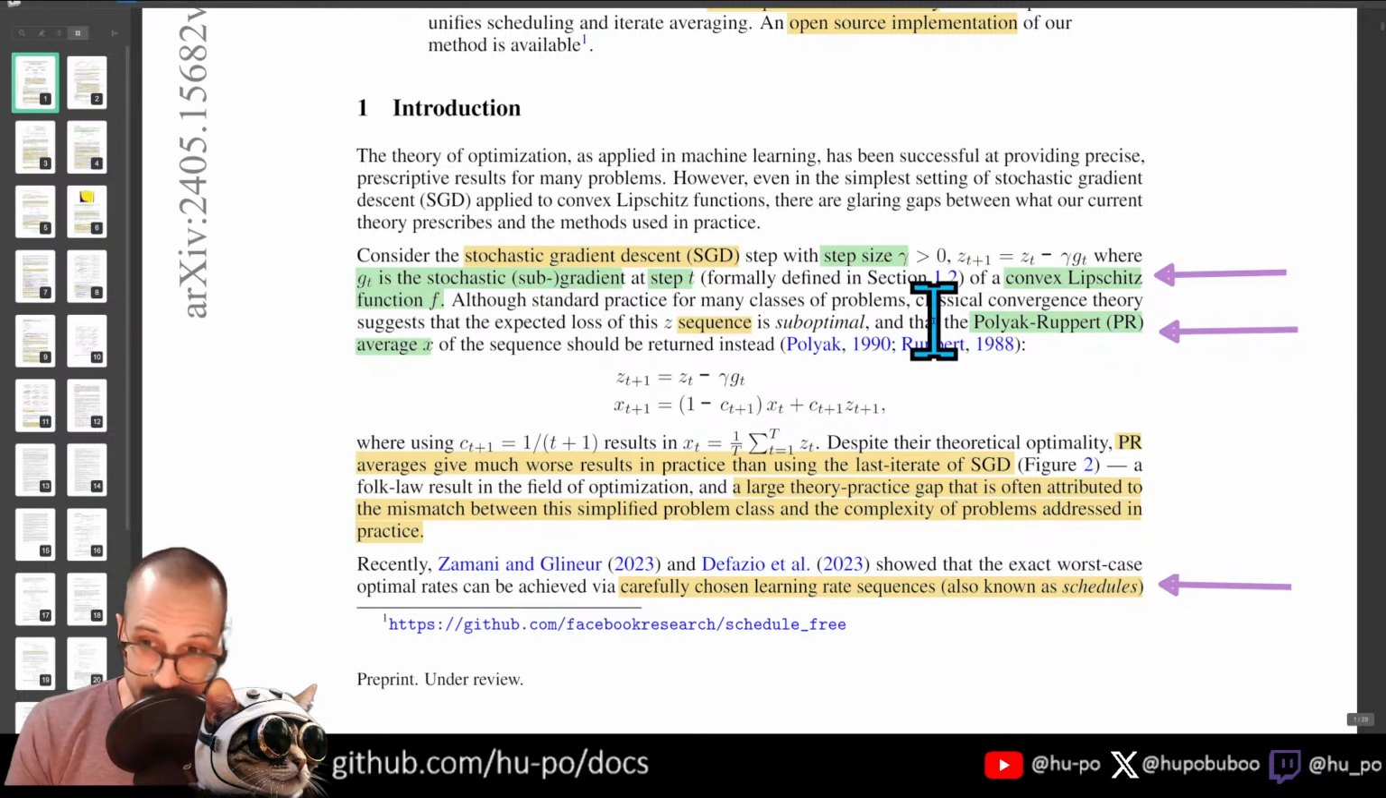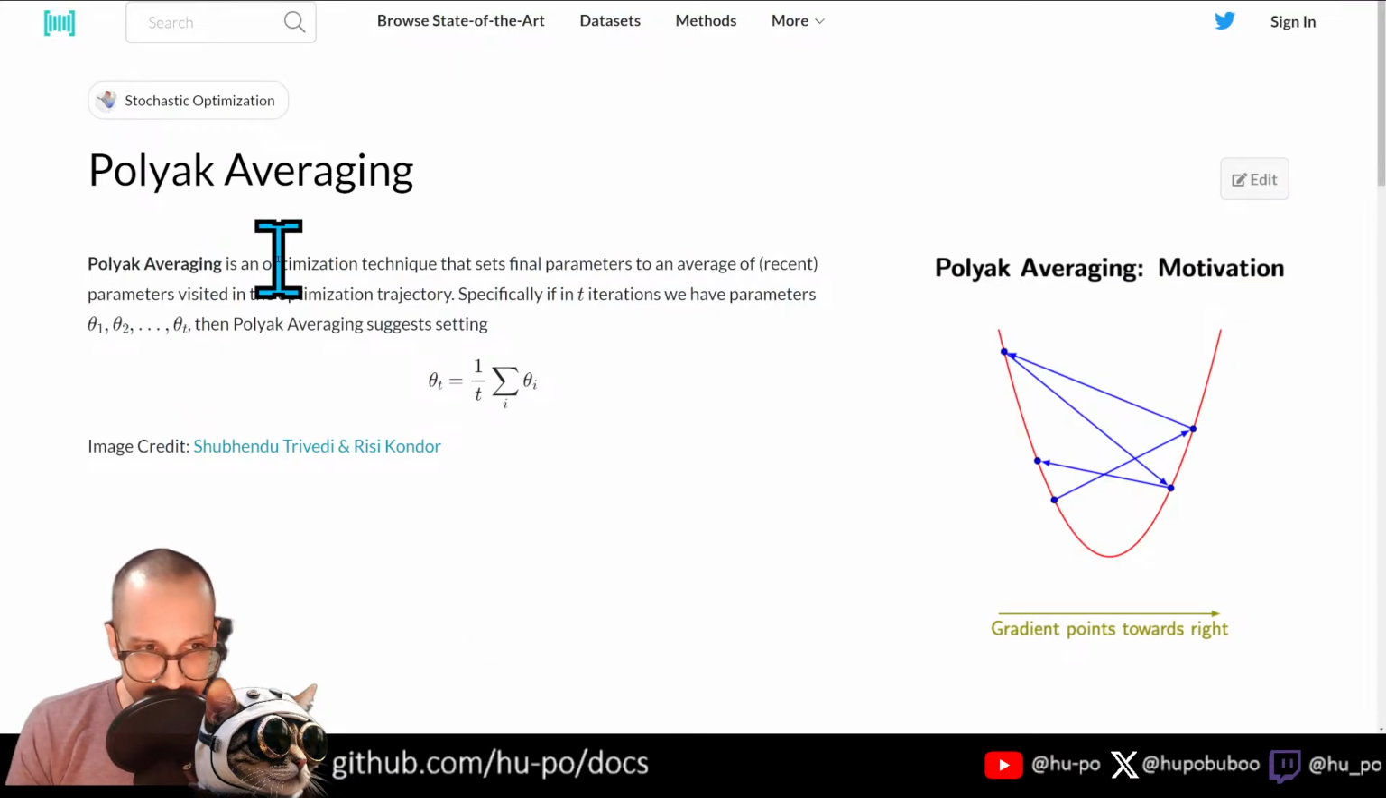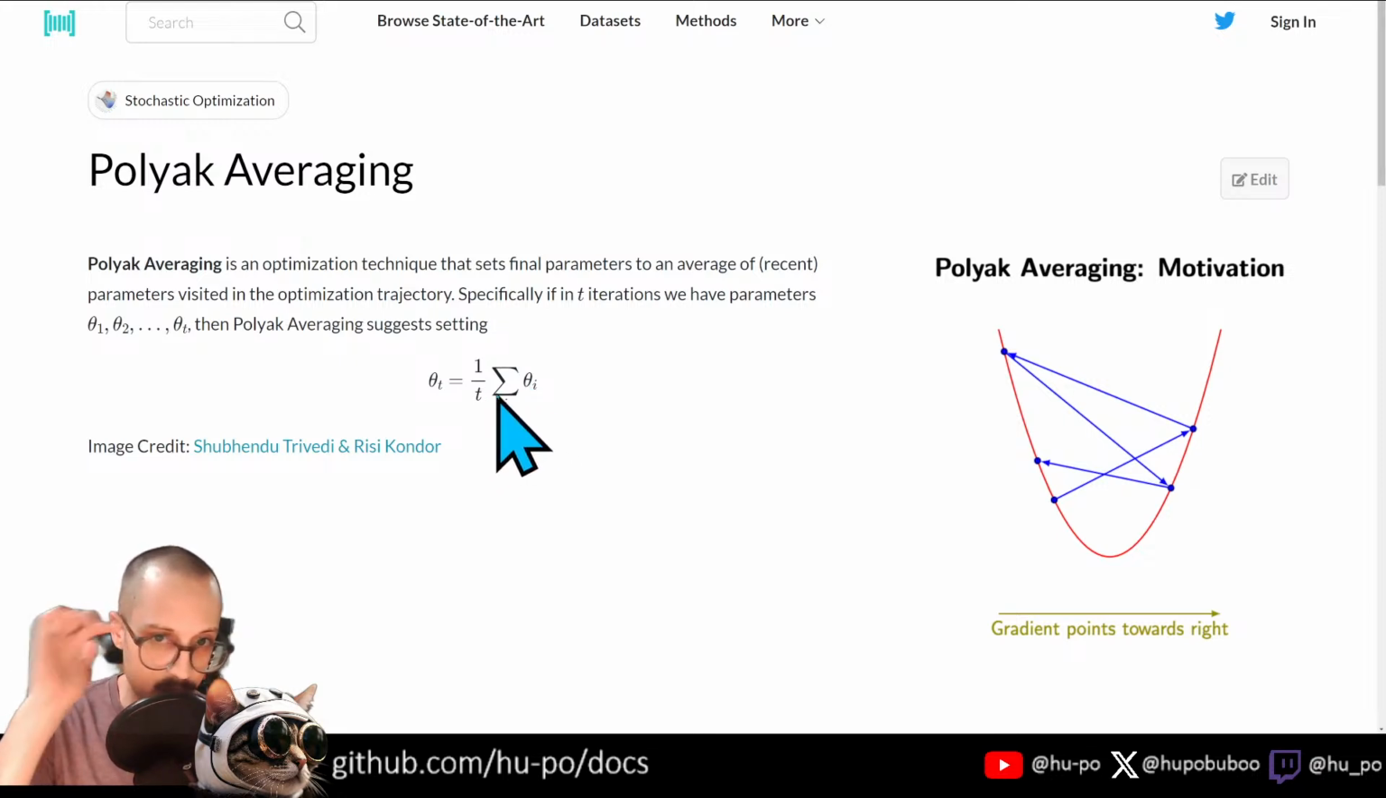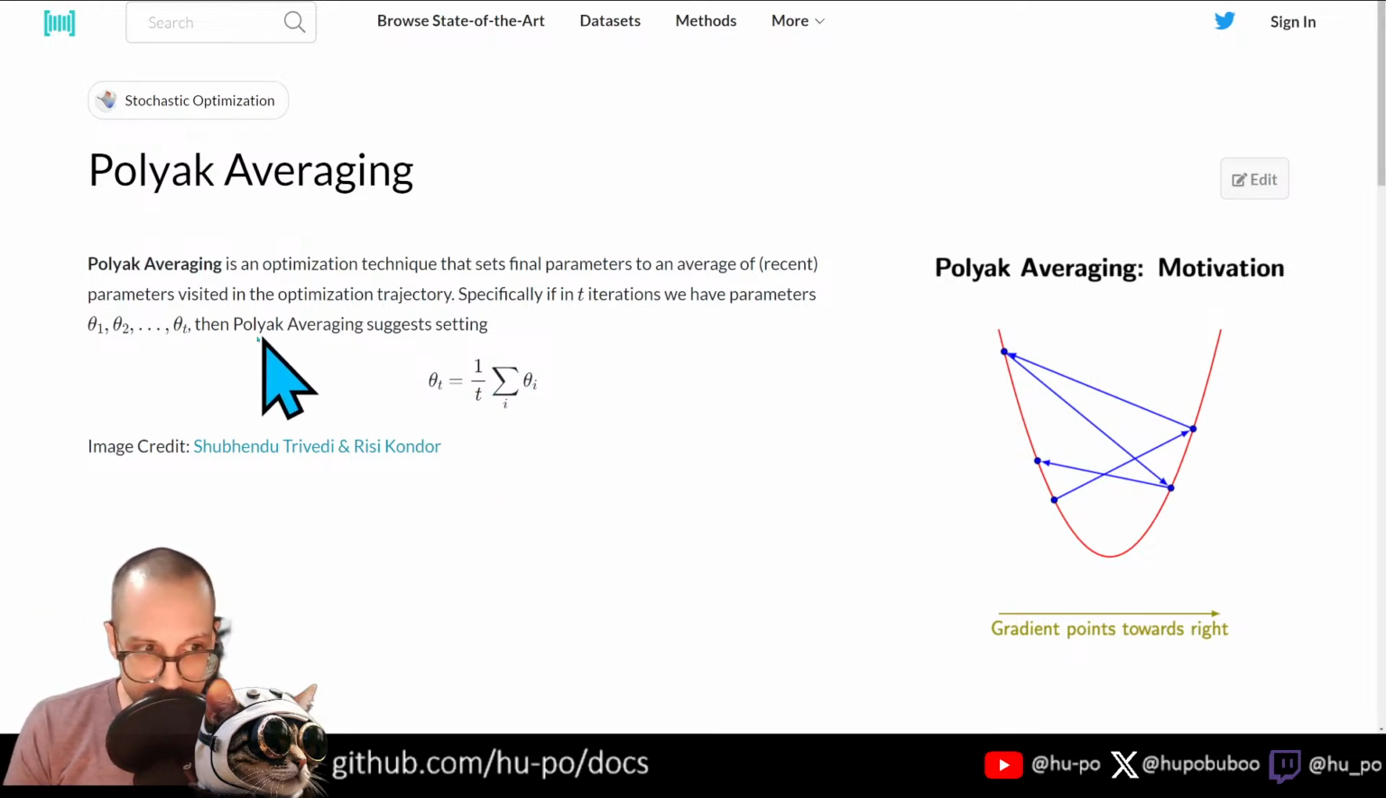Introduce another term here, Polyak-Rupert average. So the Polyak-Rupert average, let's look at that. Polyak averaging is an optimization technique that sets the final parameters to an average of recent parameters visited in the optimization trajectory. In t iterations, if we have parameters theta 1 all the way to theta t, then the Polyak averaging suggests just setting this to the sum of those. Basically, you're taking the average of the previous points rather than using the last point, right?